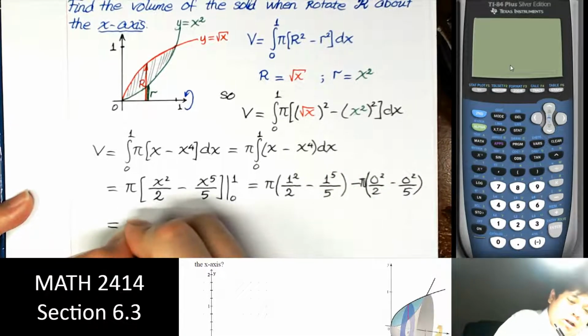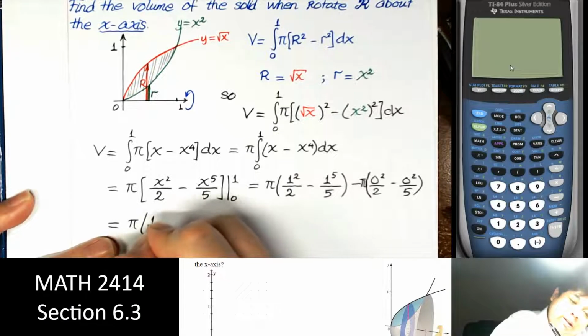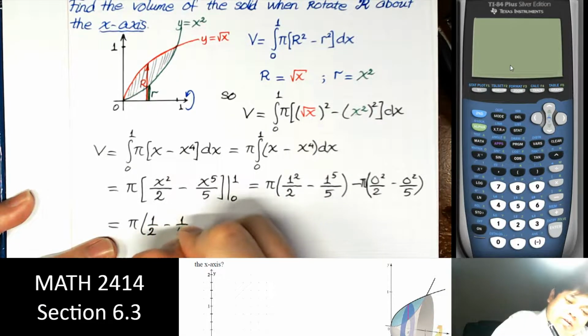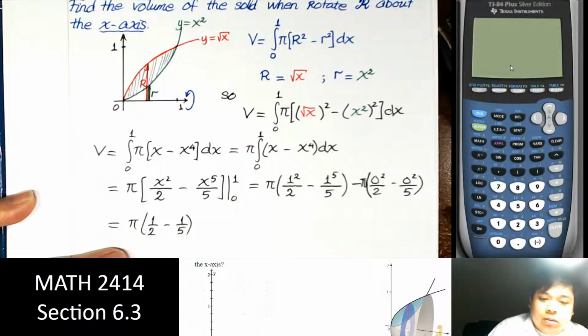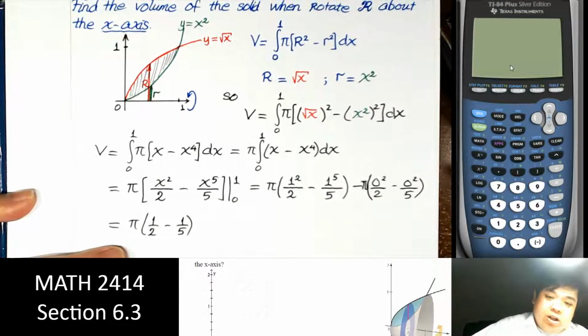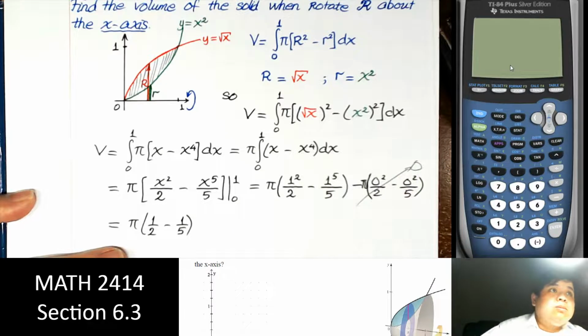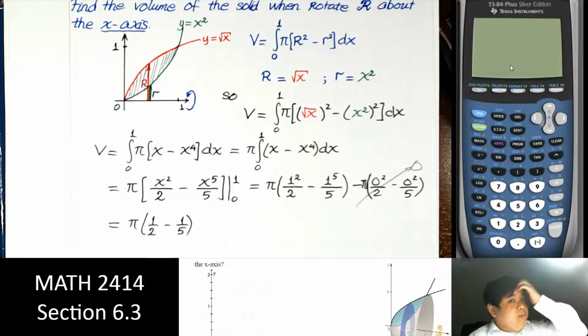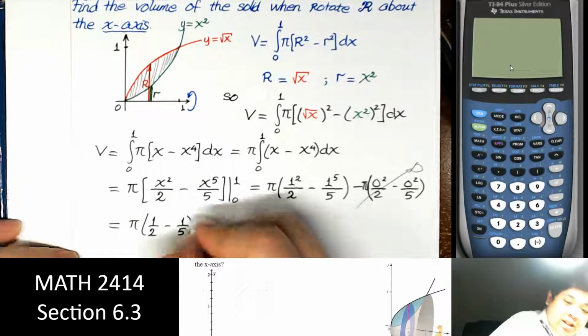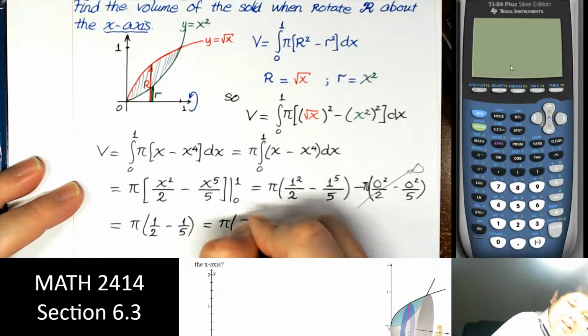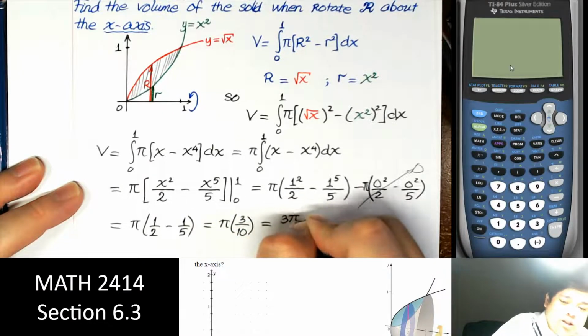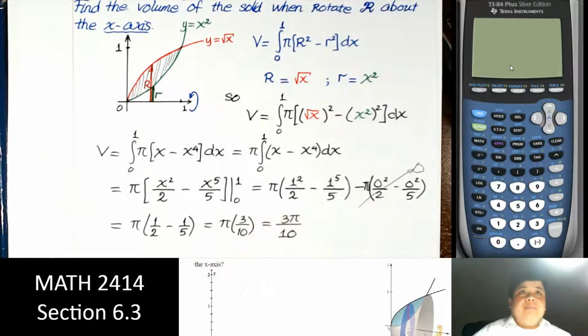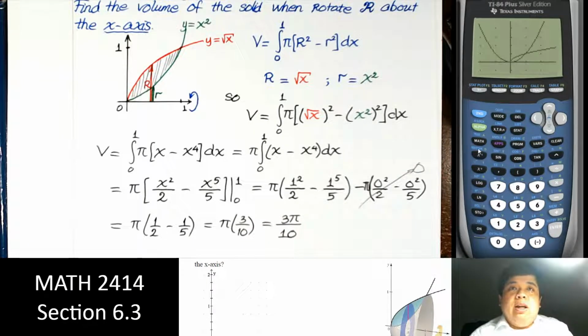This will be equal to pi times 1/2 minus 1/5. And for 0, this goes to 0. So that's just 1/2 minus 1/5, which is 3 over 10. So the answer is 3 pi over 10. Right. I'll check real quick. If we use the calculator, do not put pi into it. Just do the integral from 0 to 1.